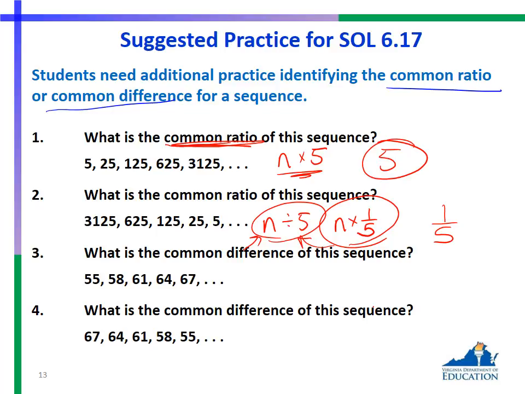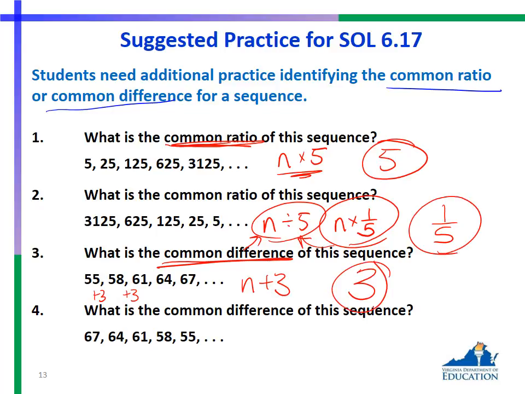So what's the common difference of the sequence? The common difference is when you either add or subtract. If I go from 55 to 58, I'm adding 3. 58 to 61, I'm adding 3. So the rule is n plus 3, and the common difference is going to be 3 for this problem.